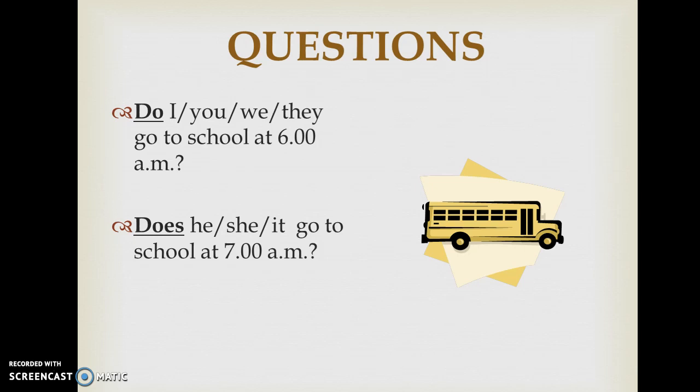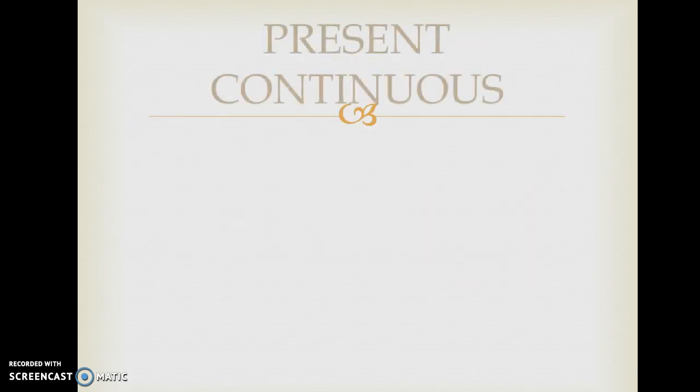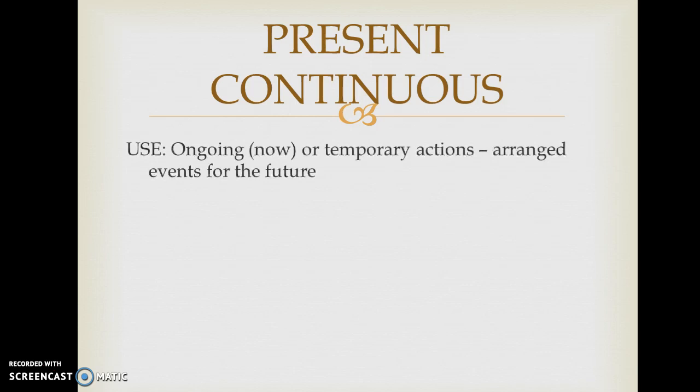There are also wh- questions. The only difference is that we add the wh- question word before the auxiliary. Now the present continuous. The present continuous is used to talk about ongoing actions or actions that are happening at the moment, as well as temporary actions. Temporary actions are the opposite of permanent actions. And in the future for arranged events.